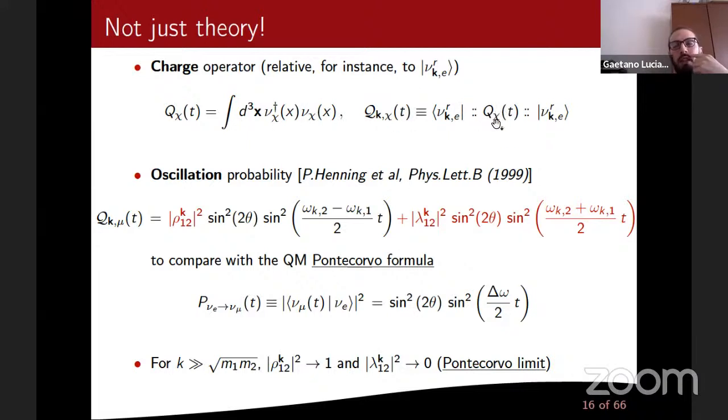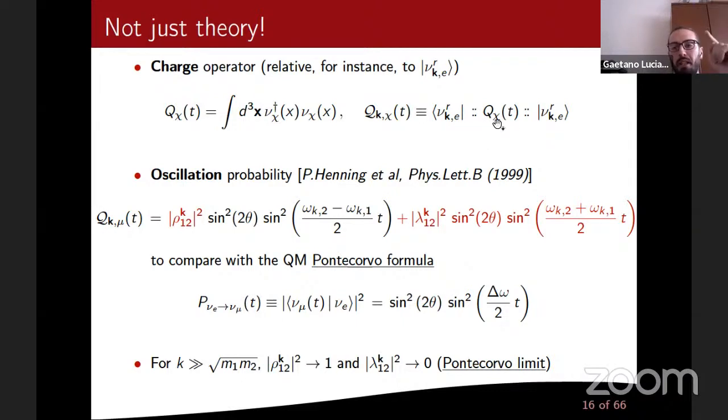This is the charge operator for the flavor index, which again can be e or μ. This is the definition of the charge operator for the fields in χ. If you compute the expectation value of this normal ordered operator on the state, for instance, ν_e, if you put e as an index here, you are computing the probability that at time t your state is still detected as an electron neutrino.